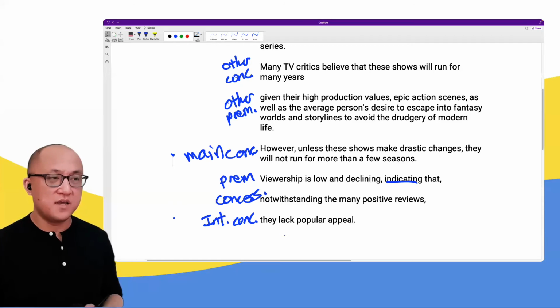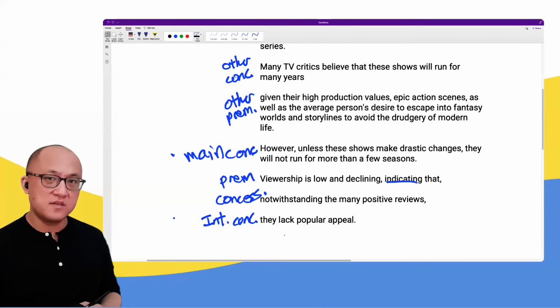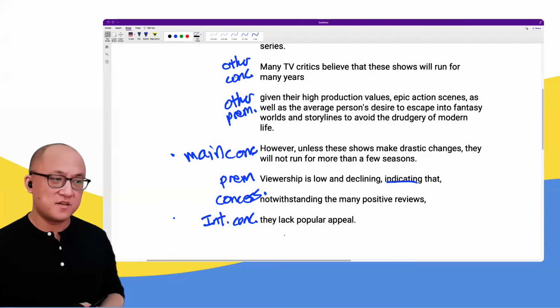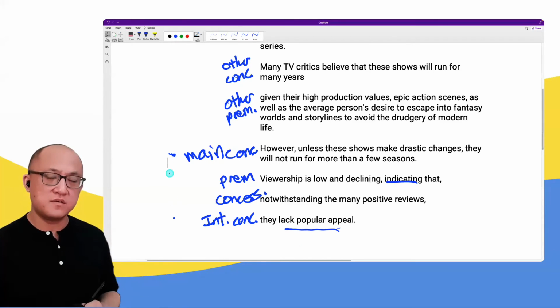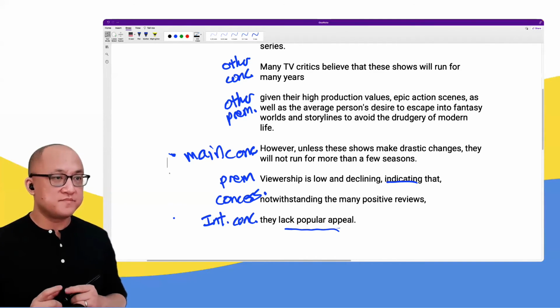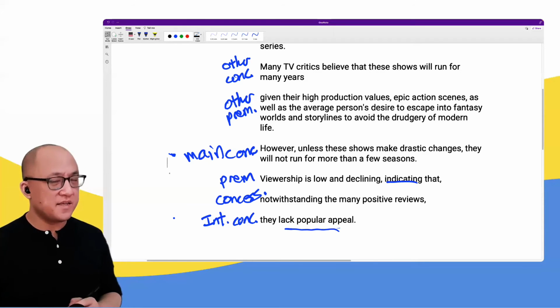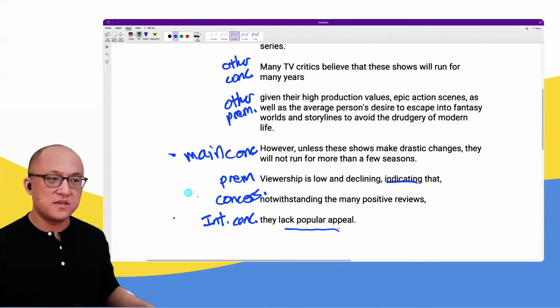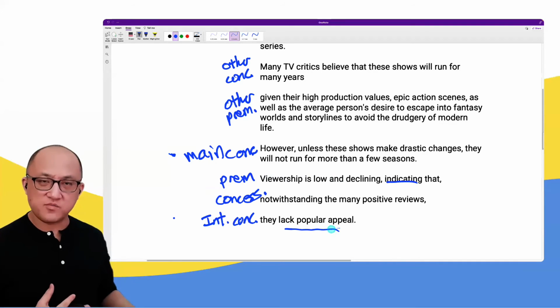Okay, let's try it the other way around. Can you try it? Let's do that. Why does this show lack popular appeal? Because they don't run for a few seasons. No, I don't know. Because the viewership is declining, that's why. Yeah, the viewership is supporting lack of popular appeal.